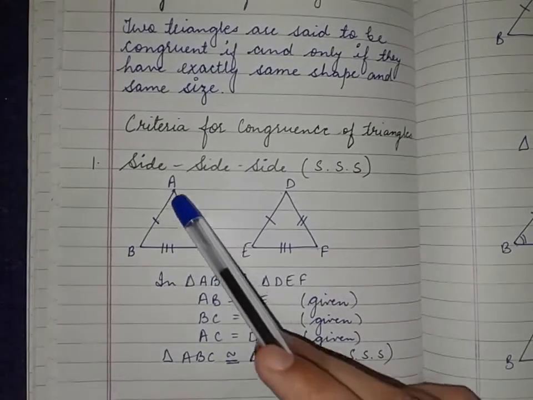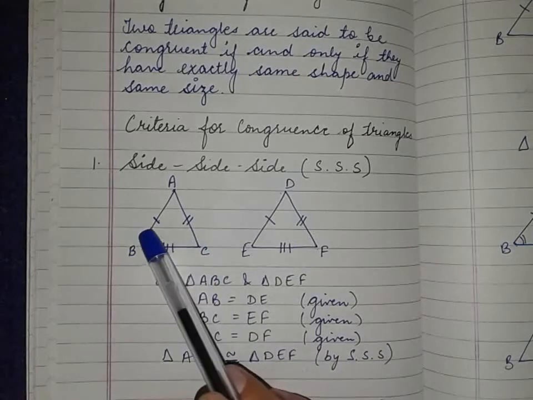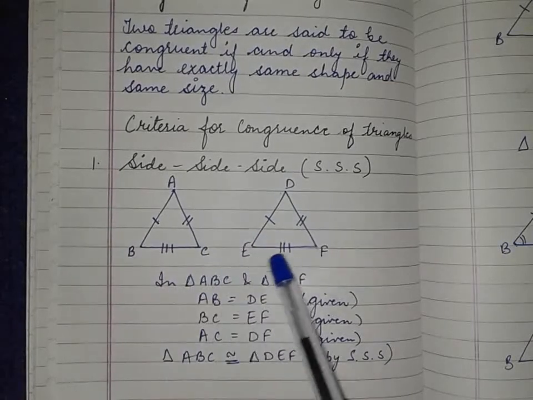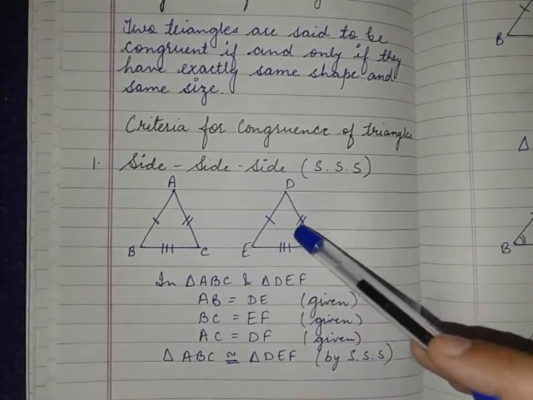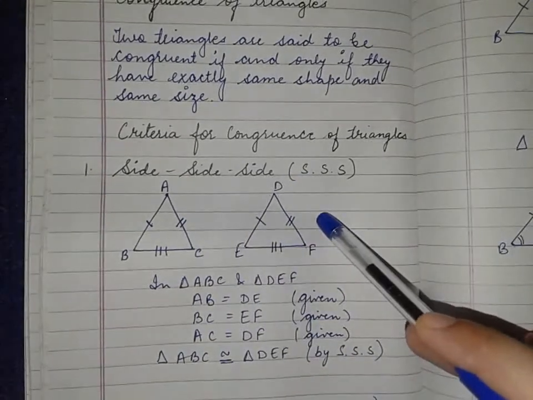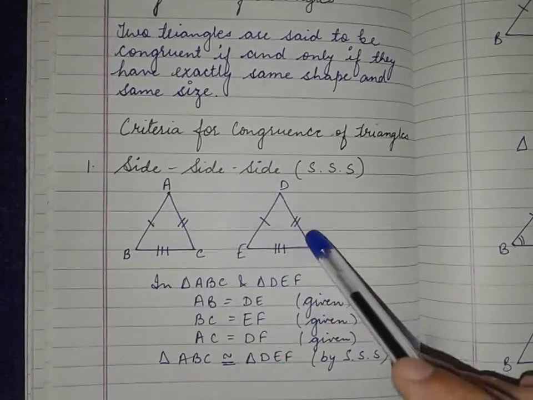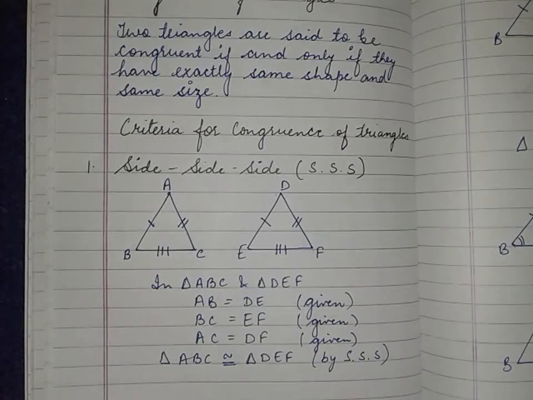Look at the figure, there are two triangles ABC and DEF. AB and DE have the same sign. BC and EF have the same sign, three dashes there. AC and DF also have the same sign, meaning these sides are equal. Because the three corresponding sides are equal, the triangles have the same size and they are said to be congruent.